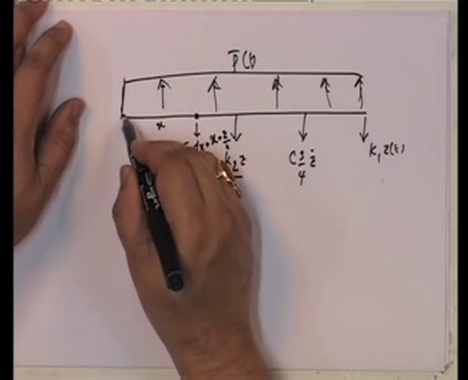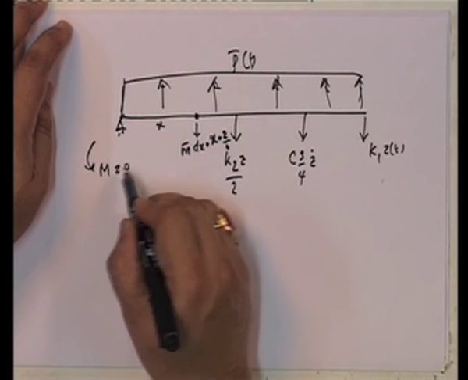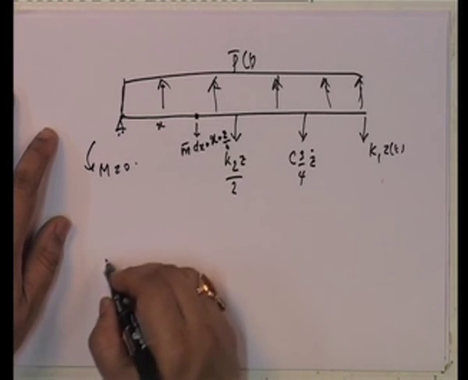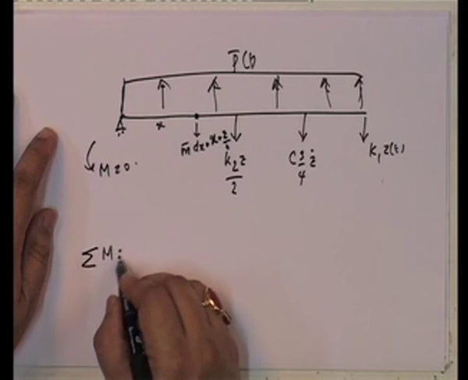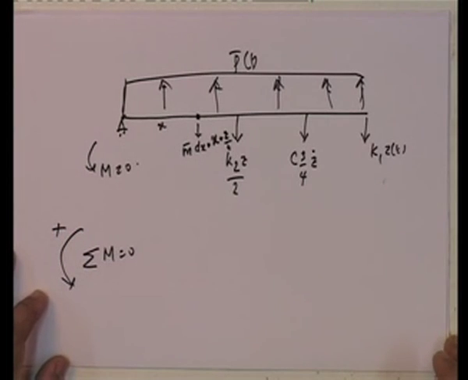So, now again, since this is my thing, I take moment equal to 0. Just for doing it, I am going to say that summation moment is equal to 0, and I am going to take anticlockwise as positive, just to show you that it does not matter how I take it, you are going to get the same equation. Remember the last time I took clockwise as positive, this time I am going to take anticlockwise as positive. So, let us now write down the moment equation.